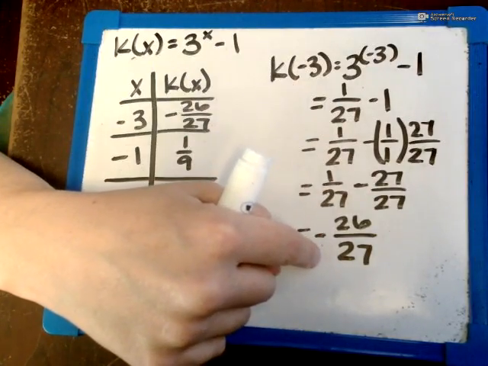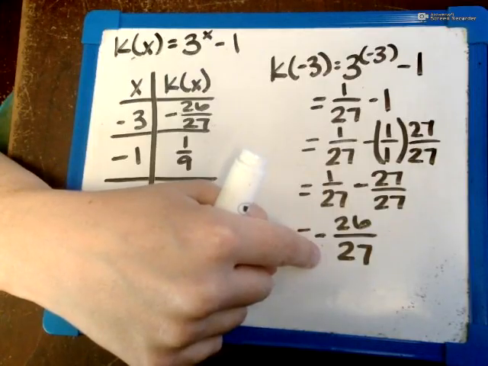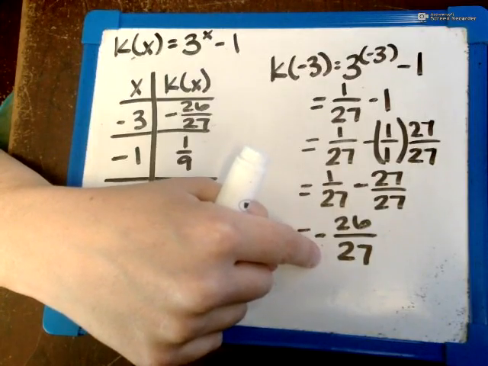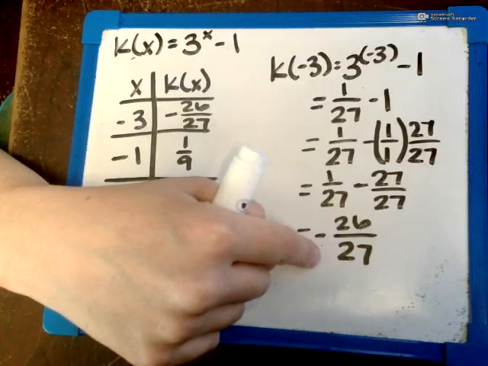The book says that I should have positive 1 over 81. No idea where they got that, but you know, whatever, you do you, boo.